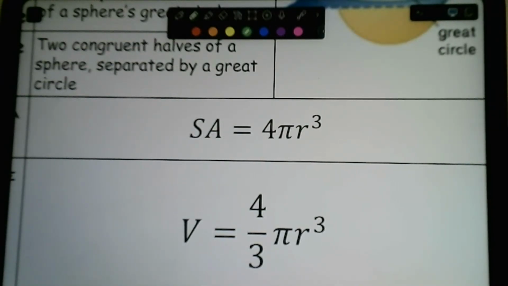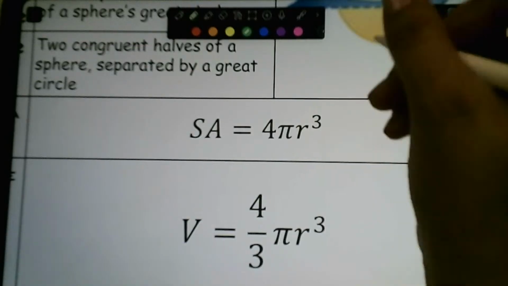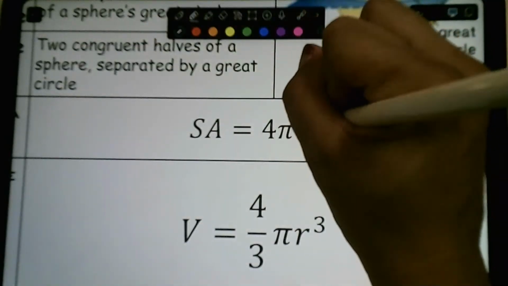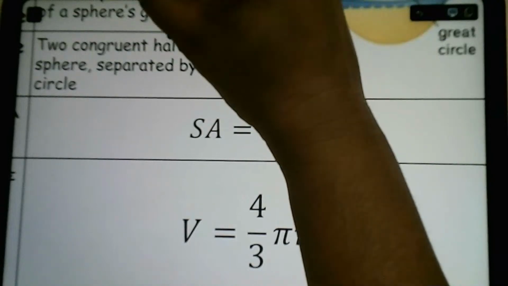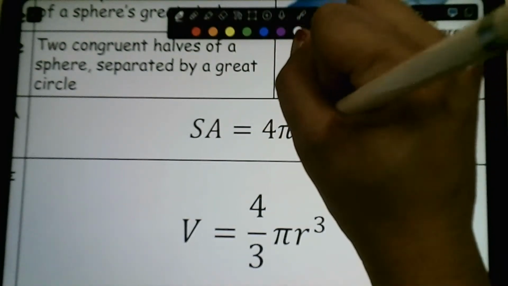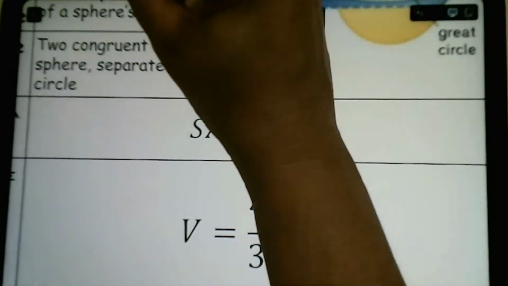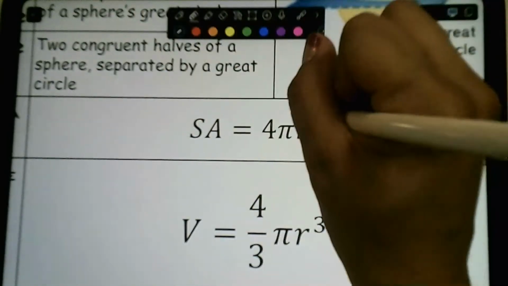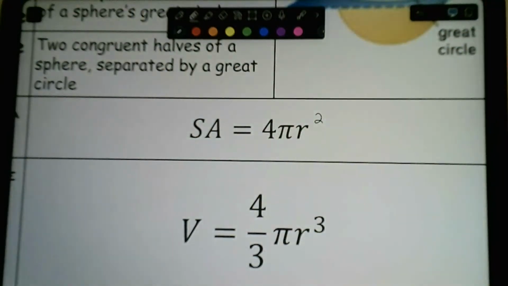For surface area, you have a correction that I got from Ms. Martinez that it's supposed to be 4 pi r squared. Yes, thank you. I had a typo. That should be pi r squared in the surface area, not pi r cubed. Fixed the typo in your notes.